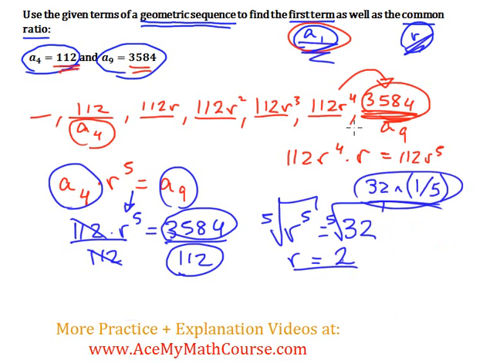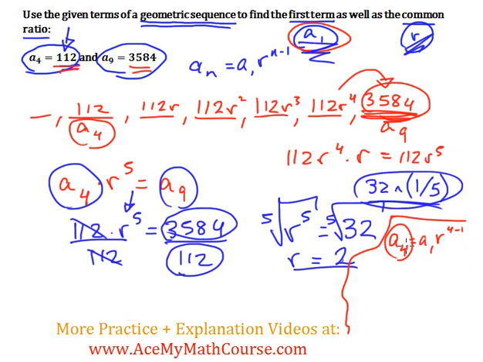How do we find the first term? Well, we can just use the general term formula: an equals a1 times r to the power of n minus 1. And I can use this term, say a4. Okay, I ran out of room here, so I'm going to start working over here. So a4 will be equal to a1 times 2 to the power of 4 minus 1.